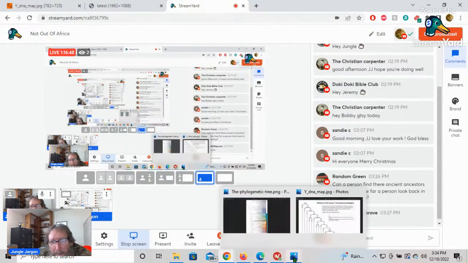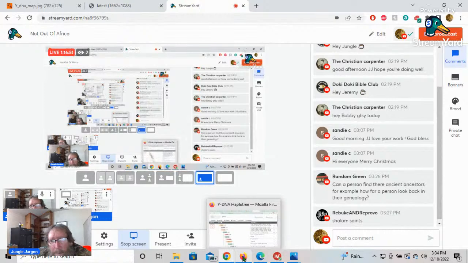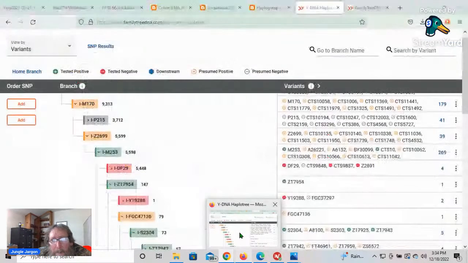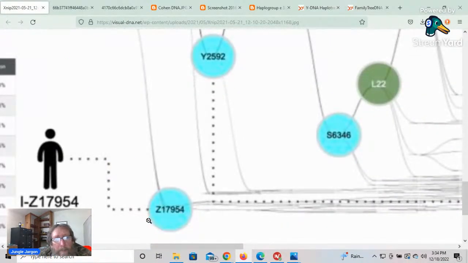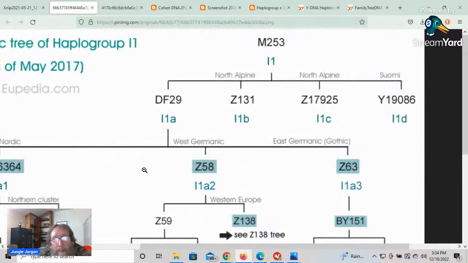I have this, where is it? Here? Oh, yeah. This new discovery here. Oh, yeah, that I'm not a Viking. Sad to say, I'm not a Viking. I'm of this group here, I1C, which is Northern Alpine, but I'm an M253, which is the Viking group over here. This DF29. This is Northern Alpine, which is all the same thing anyway.